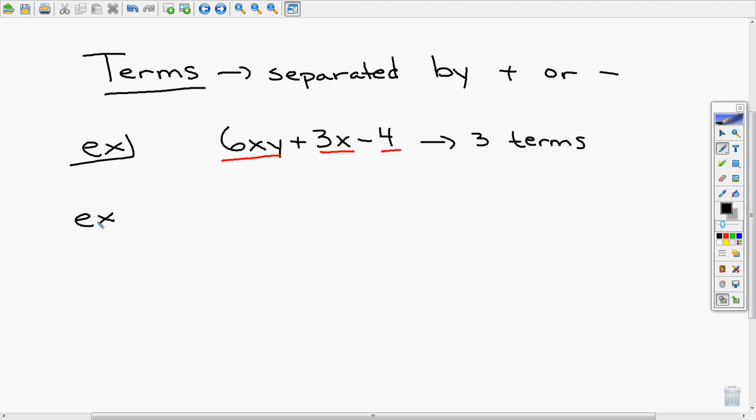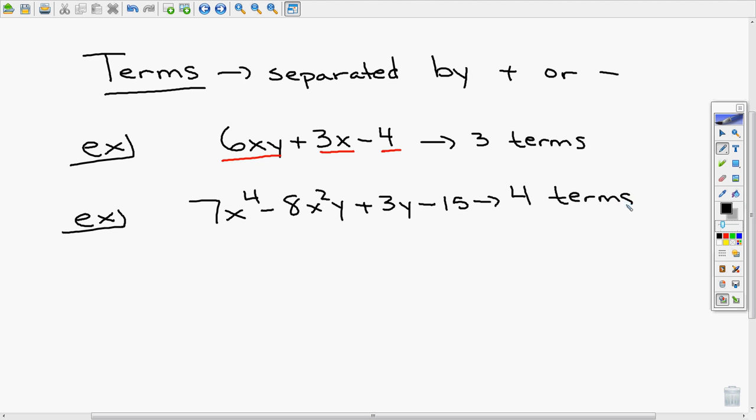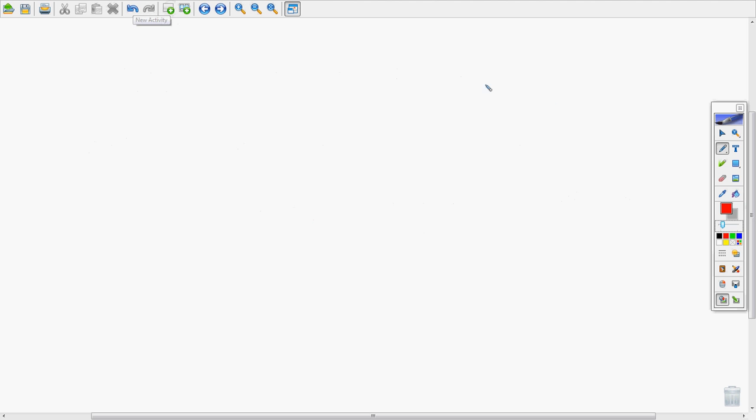And one other example here, because these are pretty simple, would be 7x to the 4th minus 8x squared y plus 3y minus 15. You can see that one has 4 terms in it. We call that a quartic. And there's a term, there is, and there is. So they're just separated by pluses or minuses. Terms are pretty straightforward.